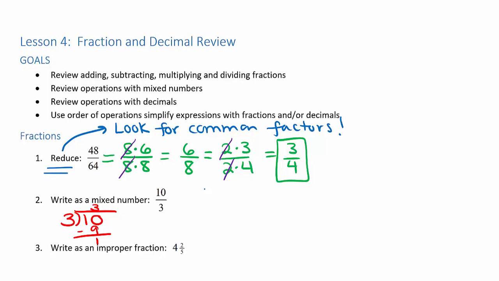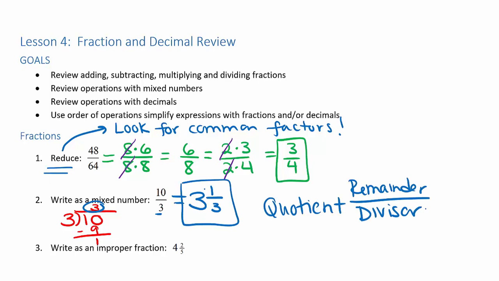So that means as a mixed number, we write down the quotient, 3, and then the remainder over that divisor, 3. So 10/3 is the same thing as 3 and 1/3. Again, that form was quotient is the big number, and then the little fraction is whatever the remainder is over the thing that you divided by, the divisor.